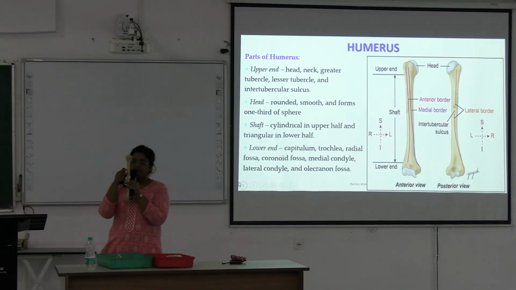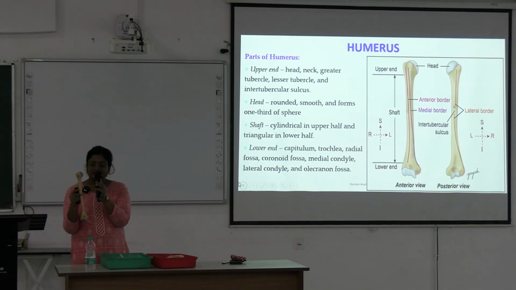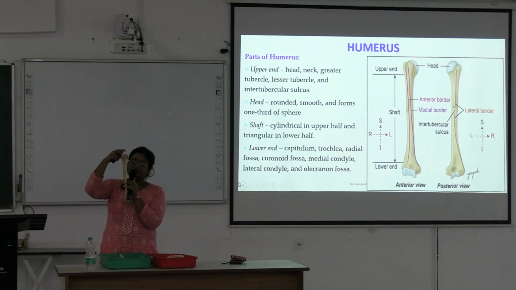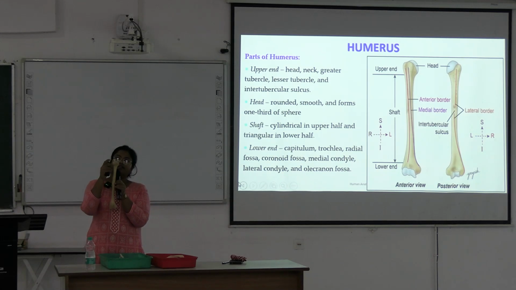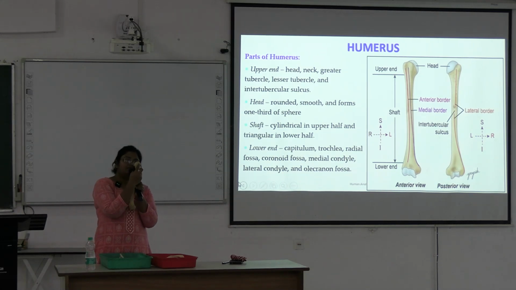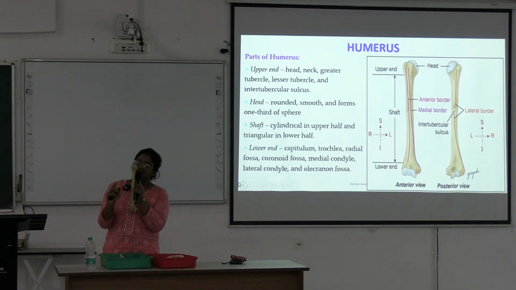Okay, so see this is the humerus of the right side. I will tell you the side determination. So this part is the upper end of the humerus. It has a head. This rounded portion is the head. Here is the greater tubercle. Small one is the lesser tubercle. And in between the two tubercles, the groove is known as the intertubercular sulcus.